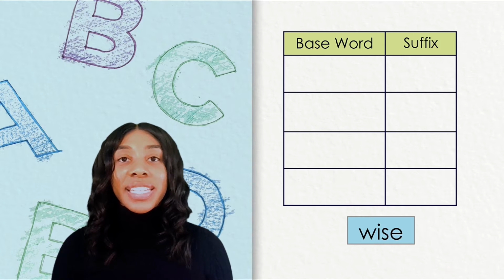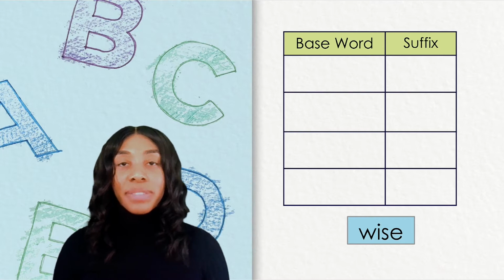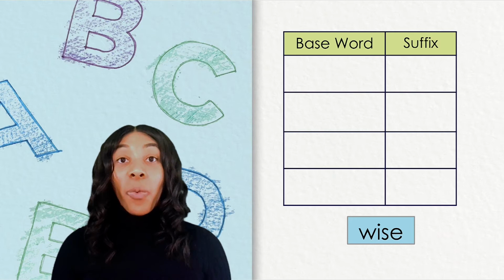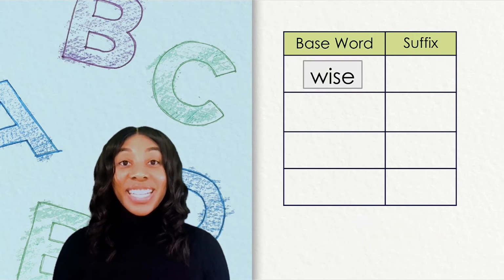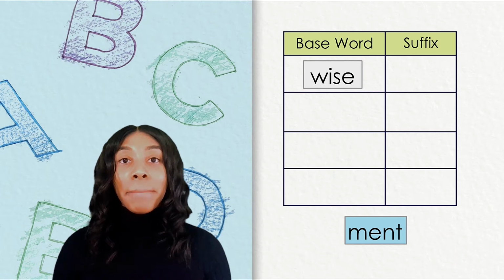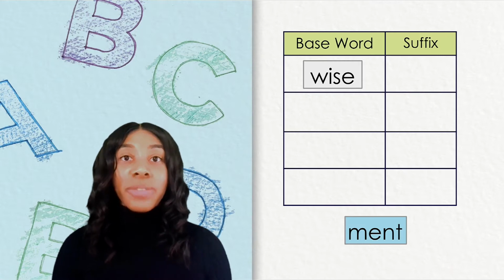Our first word is wise. Is wise a base word or a suffix? Wise is a base word. We can add affixes to it to change its meaning. Let's try another. Mint. Is mint a base word or a suffix? Mint is a suffix. We can add it to the end of a word to mean an action or result of something.